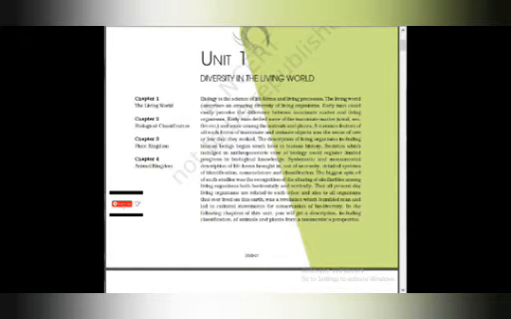So the first unit is the diversity in the living world. We have the subunits: the living world, biological classification, the plant kingdom, and the animal kingdom.